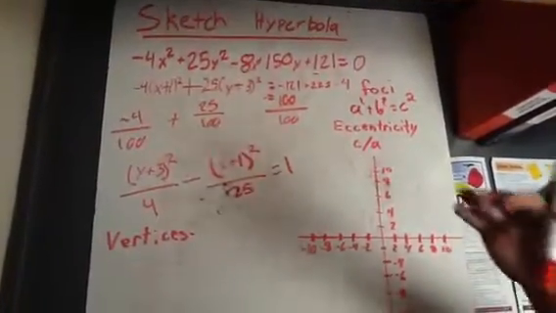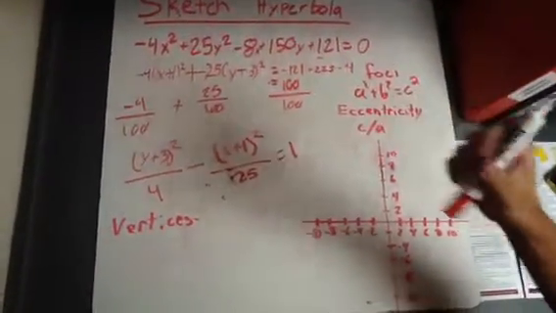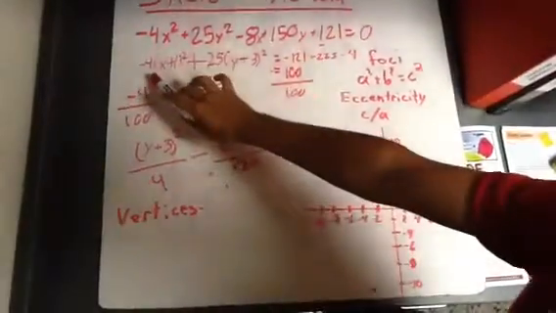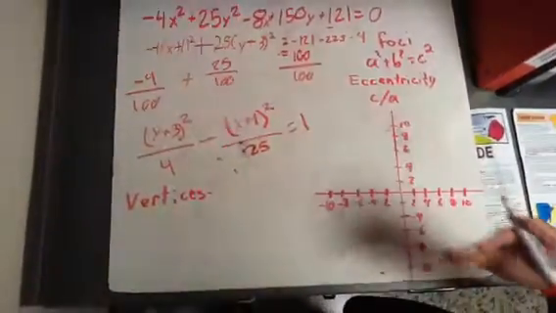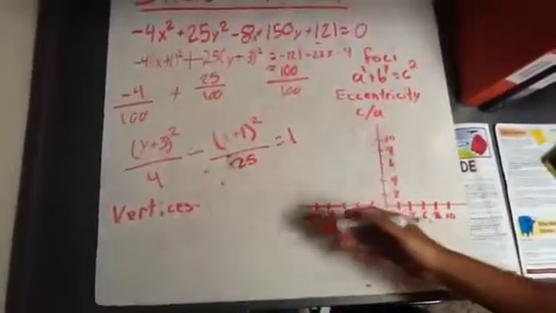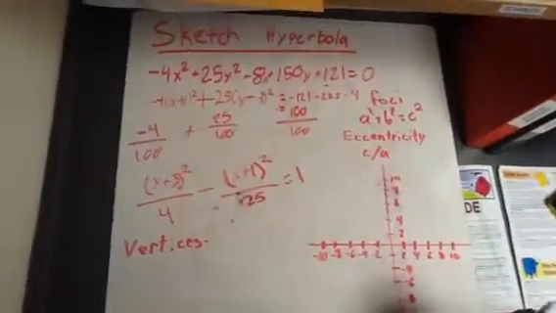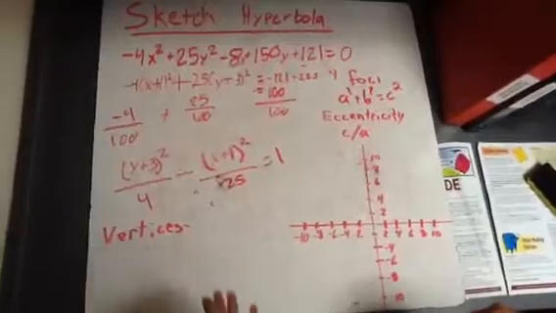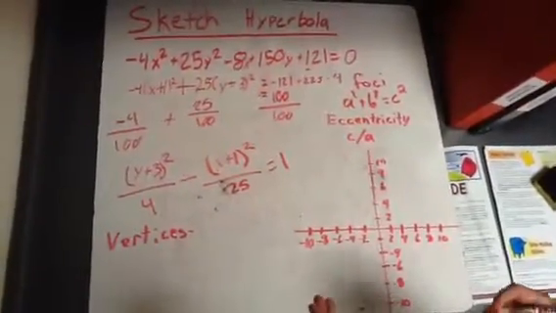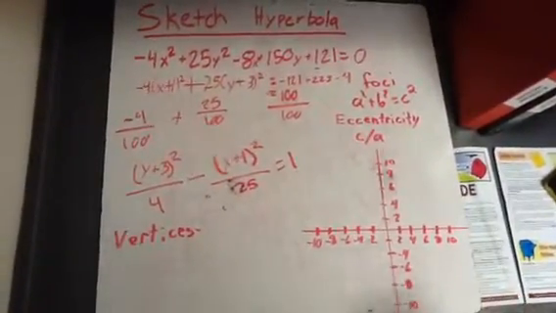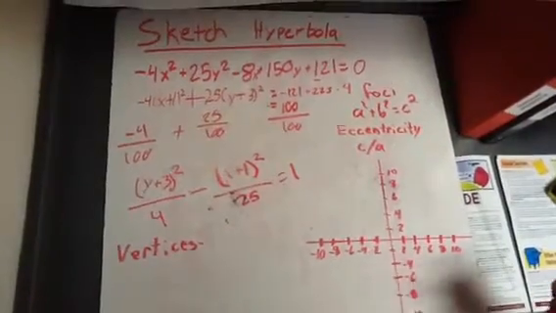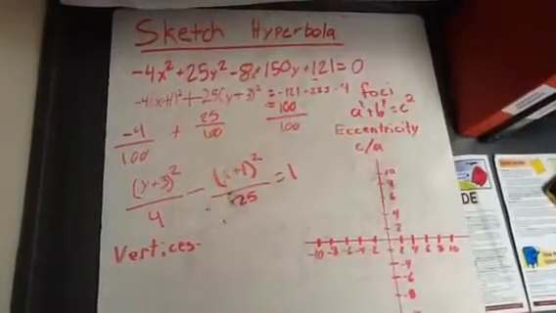Since the value over here, negative 4, was negative, our x value has to be on the right side with b, meaning that y would be with a. So it would be y plus 3 squared over 4 minus x plus 1 squared over 25 is equal to 1.